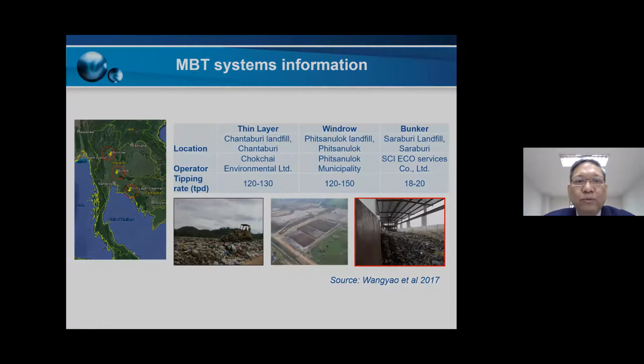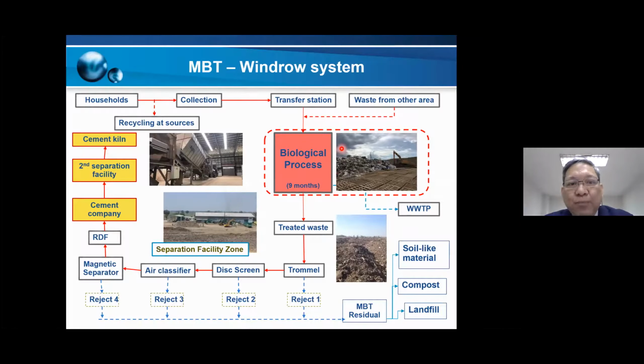So I'm going to show you the process of the first one. It's the windrow system. You can see from this diagram, we collect the waste from source and then it's brought to the transfer station of the municipality. And after that, the waste is brought to the site where the MBT system is located.